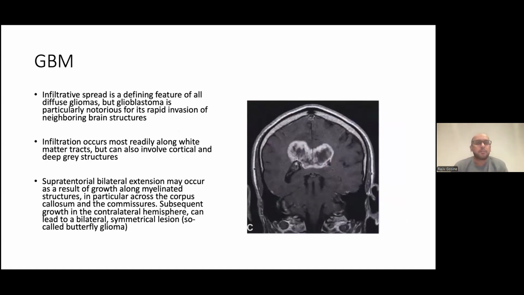Infiltrative spread is a defining factor of all diffuse gliomas, but in glioblastoma, it is notorious for rapid invasion of neighboring structures. Infiltration most often occurs along white matter tracts, but can also involve cortical and deeper gray structures. Supratentorial bilateral extension may occur as a result of growth along myelinated structures, in particular across the corpus callosum and the commissures. Subsequent growth into the contralateral hemisphere can result in bilateral symmetrical lesions, the so-called butterfly glioma that we see here.